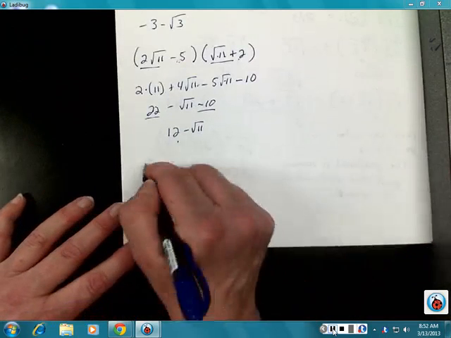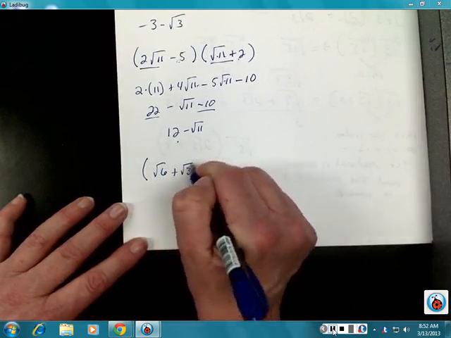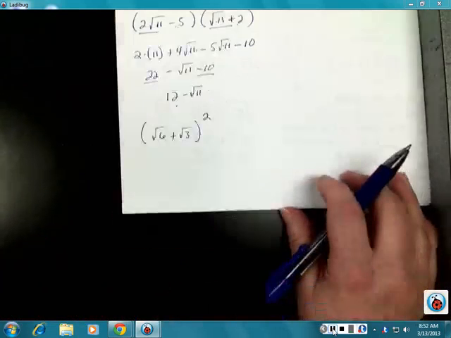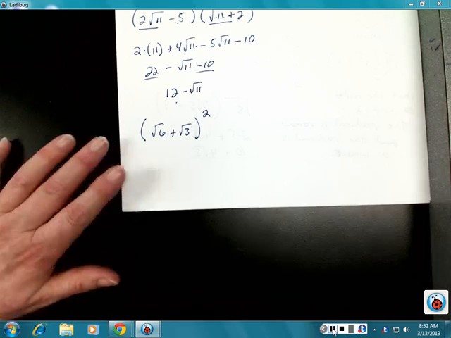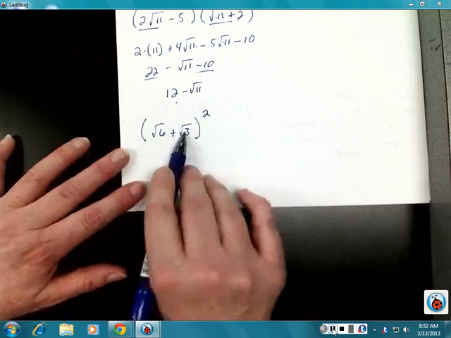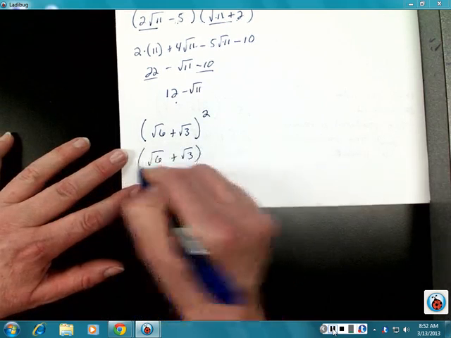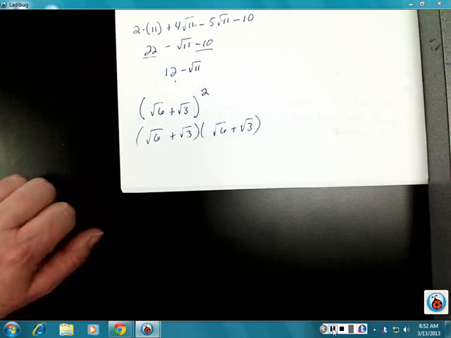They do give you ones that look like this too, the square root of 6 plus the square root of 3, and they put a square outside of it. Now when we had those back when we were multiplying just regular straight binomials with no radicals in them, what did that mean? What did I have to do to that? Double it, right. I need to write it twice. That does not mean I square this and I square that and I'm done, right? That means I have the square root of 6 plus the square root of 3 times the square root of 6 plus the square root of 3. So I need to see it twice in there to FOIL it.